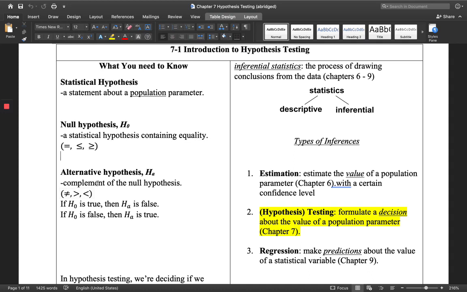One thing that you should note, and this is true for complements in general, if the original value is true, then its complement is going to be false, and vice versa. If the original hypothesis is false, then its complement is going to be true.